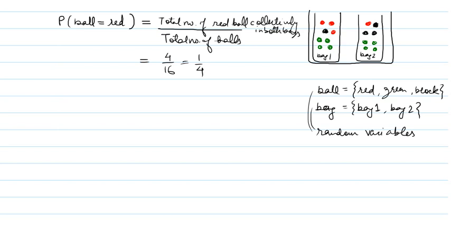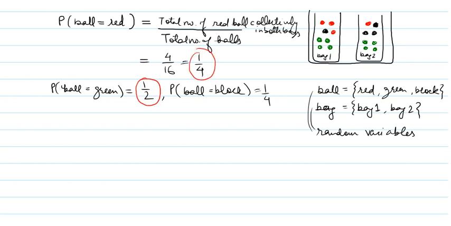Similarly, we can calculate ball is equal to green, ball is equal to black, right? So let's directly write P of ball is equal to green is equal to 8 divided by 16, that is 1 by 2. P of ball is equal to black is equal to 1 by 4, and we see that if we add up all these three together, the summation is equal to 1 here, right?